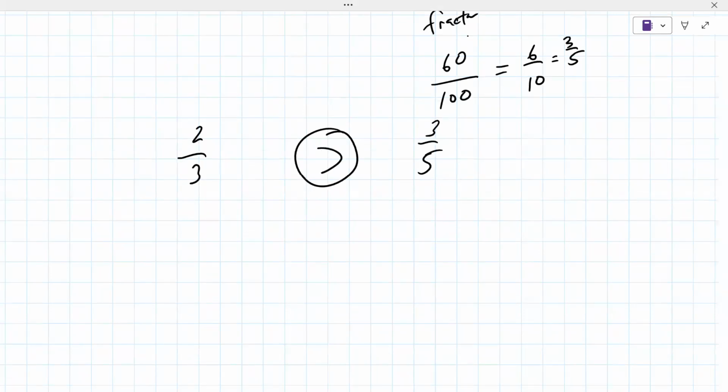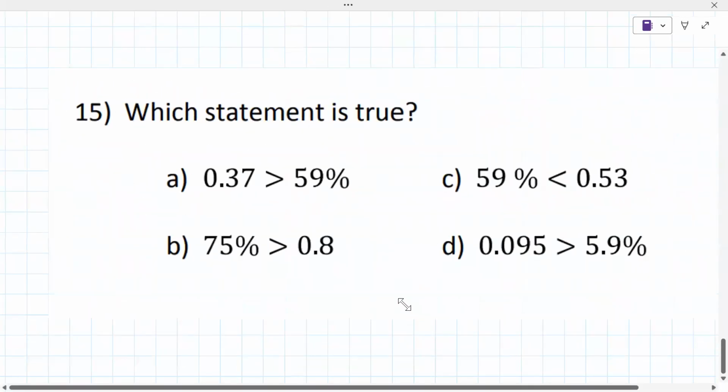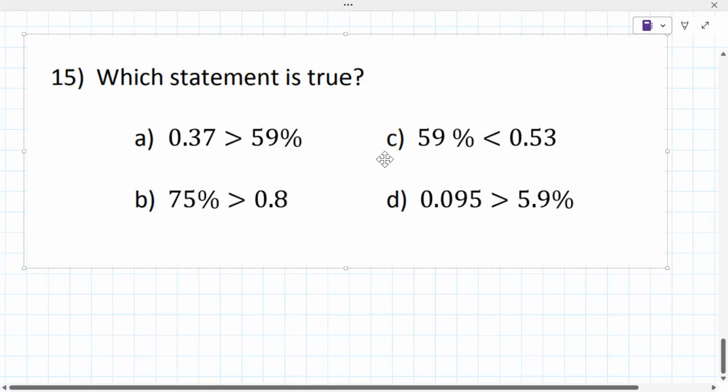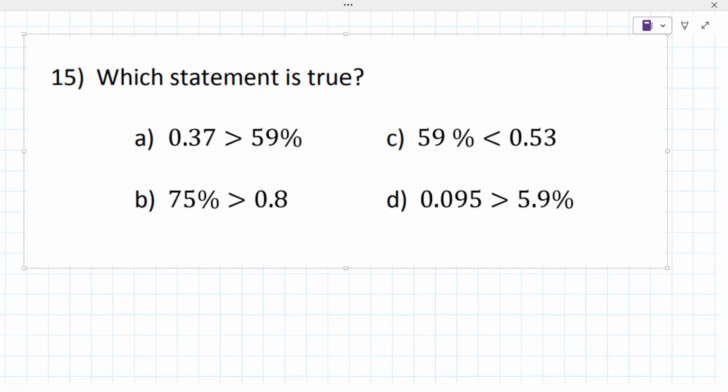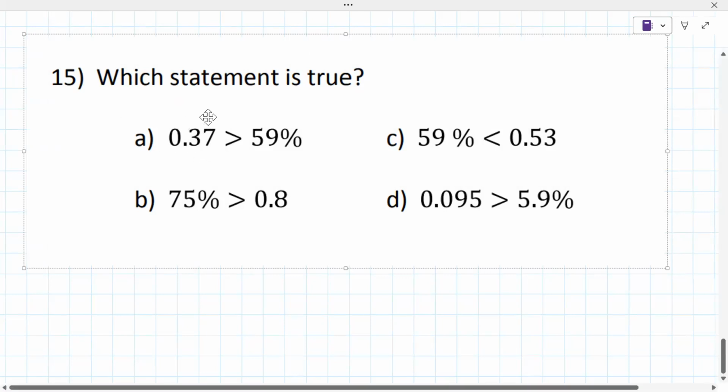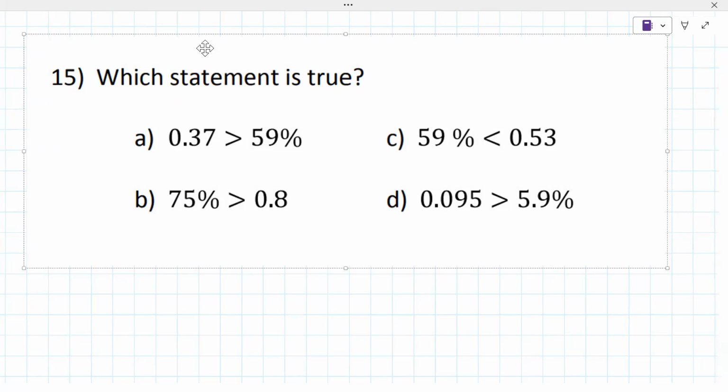Very good. Let me throw up some other ones for us to look at. So this is really four problems in one. It says which statement is true, and you really need to look at each of them. Is that true? Is that true? Is that true? Is that true? So let's just do them one by one. I want you to tell me if A is true or false.